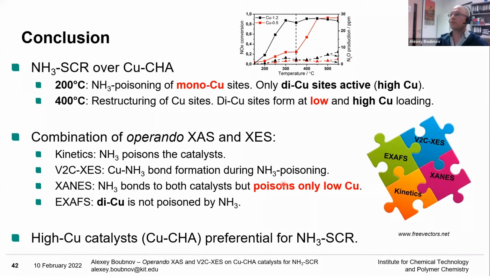Now, to give an overall conclusion, we have seen here, I'll wrap up again, the seagull effect, that we have two temperature regimes, the lower temperature and the higher temperature regime. At the lower temperatures, we observe inactive monomers poisoned by ammonia, and the active dimers for the higher loaded catalyst, which are interacting with the ammonia and running the reaction and are not being poisoned. And for the high temperature regime, in both cases, we have these dimers.